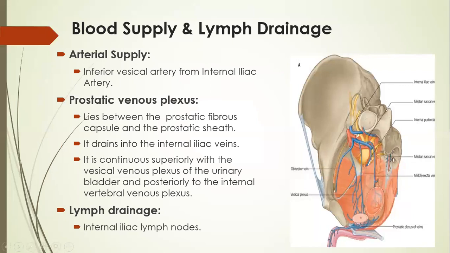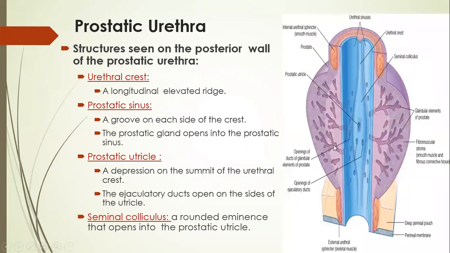It is continuous superiorly with the vesical venous plexus of the urinary bladder. There are many plexuses here, and all the plexuses drain into the internal iliac vein. Coming to the lymphatic drainage, it drains into the internal iliac group of lymph nodes. There is the internal iliac artery, and just beside that will be the internal iliac group of lymph nodes.